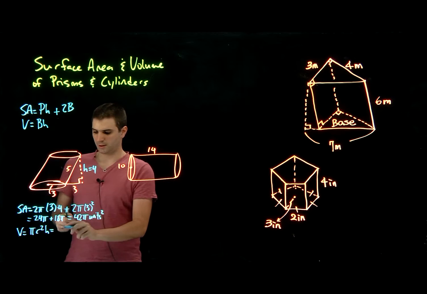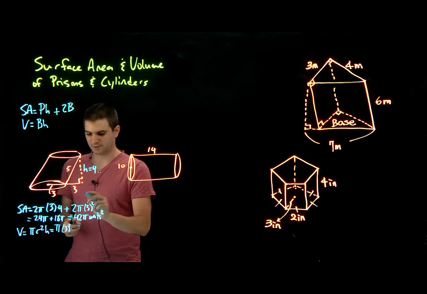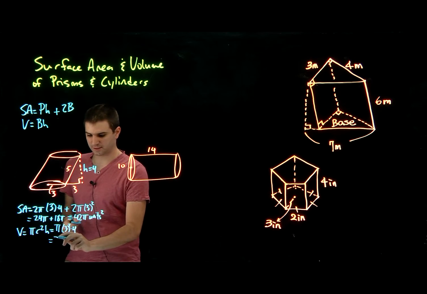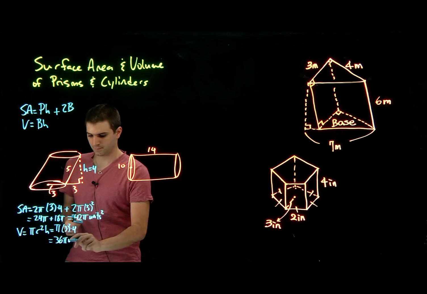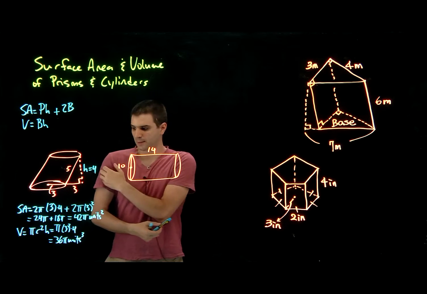Going to volume then, we have area of the base, pi r squared, times height, which equals pi times 3 squared times the height, 4. So that's 9 times 4, which is 36 pi units cubed. Alrighty. Okay, moving on to this problem then.